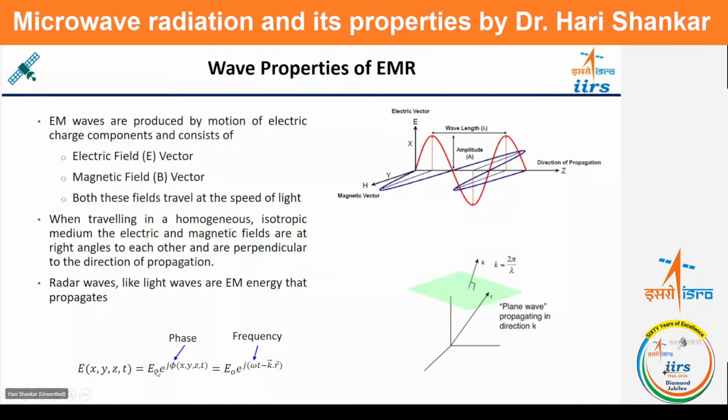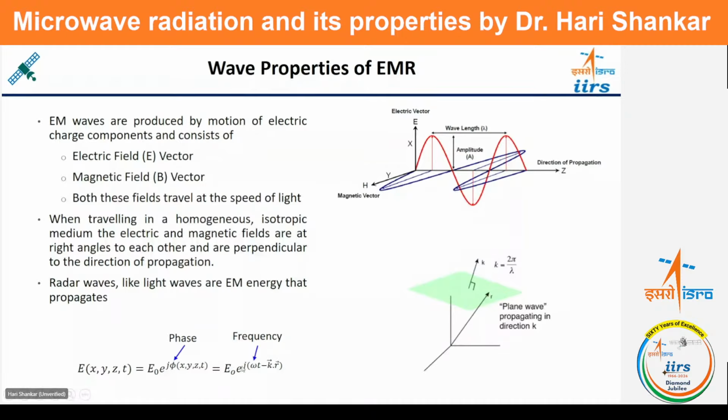E equal to E0 e to the power j phi. So here are basically two parameters, phi and E0. E0 is called the amplitude of the signal and phi is called the phase of the signal. So you can say this signal is made up of the amplitude and the phase information.